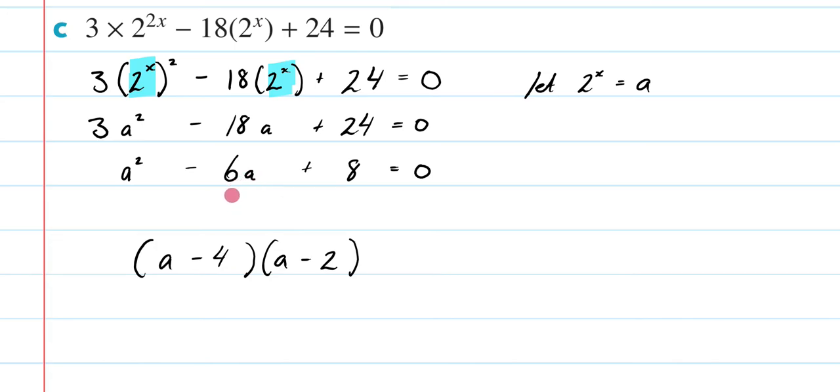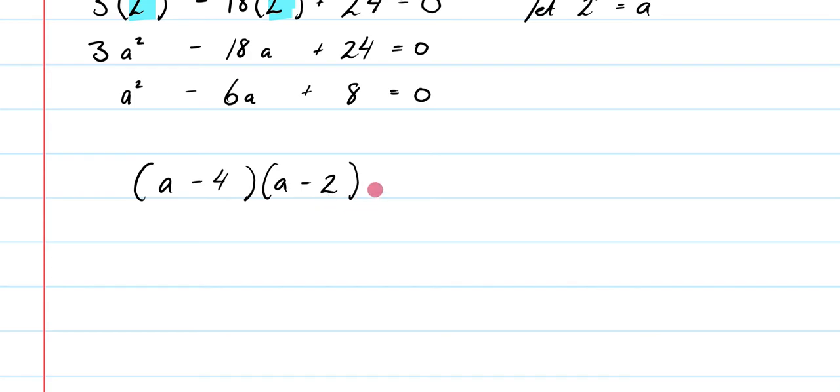Now what I'm going to do is I'm going to solve both of these, so remember, this equals 0, so I'm going to set this equal to 0, and that's going to tell me that a is going to equal 4, and then I'm going to set this one equal to 0, which is going to tell me that a is equal to 2.